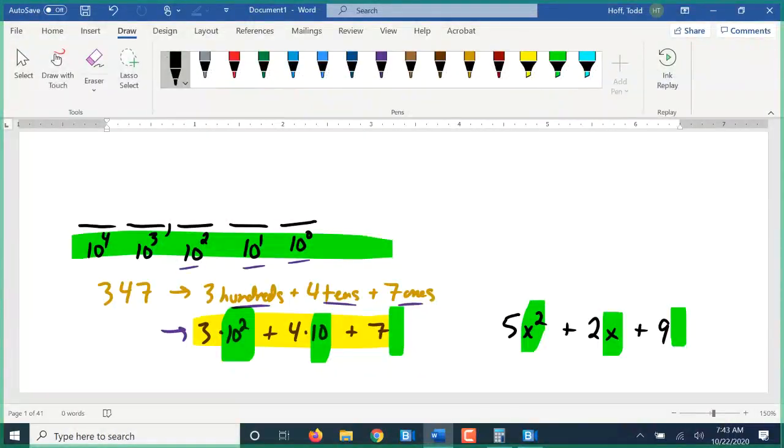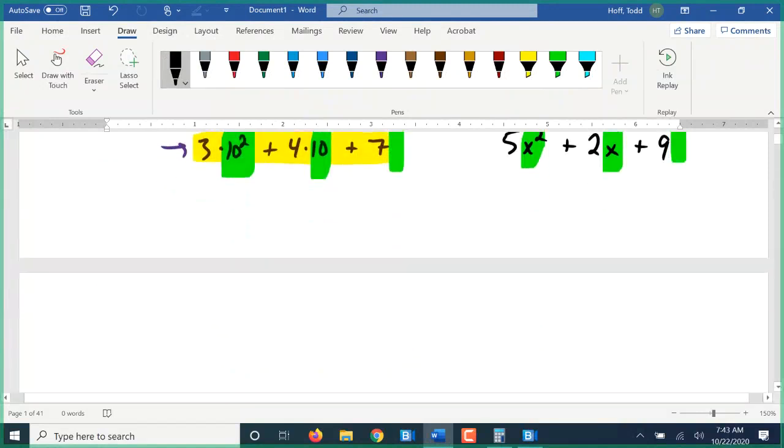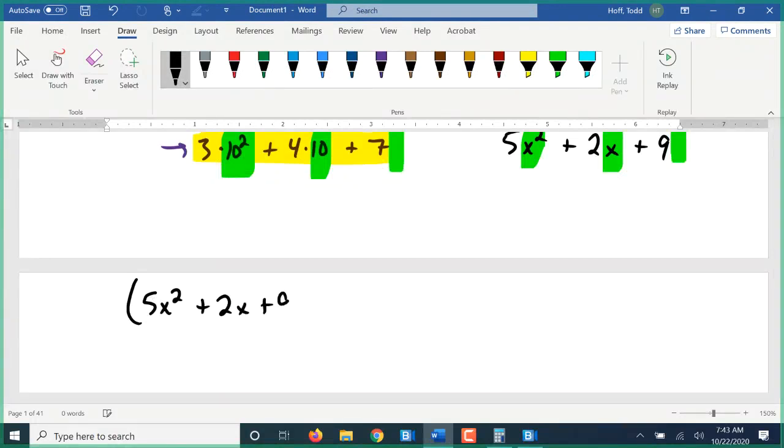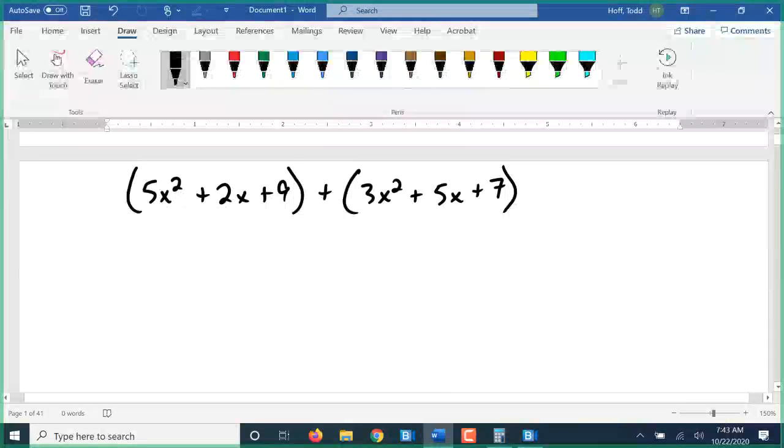With that in mind, I can take two algebraic numbers, like 5x squared plus 2x plus 9, and I can add them. Let's add that to 3x squared plus 5x plus 7. Now, in this case, the parentheses are not an enclosing symbol. They're not telling me to do anything first. They're just separating that these are two separate algebraic numbers.